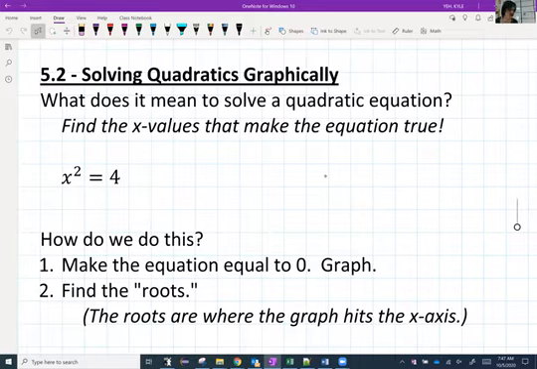It says, what does it mean to solve a quadratic equation? That's a fair question. How do we solve it? Well, we need to find x values that make the equation true. So I started off with a very simple quadratic equation. It has an equal sign, has the x squared as the highest degree term. So x squared equals 4. I need to find x values that make this true.